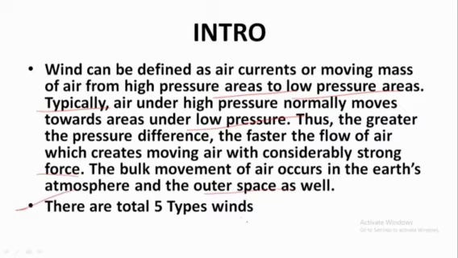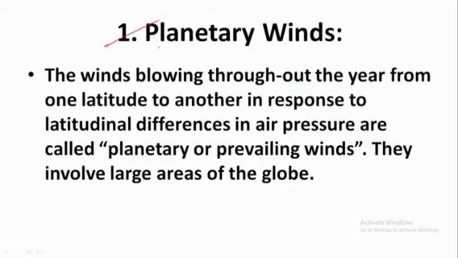There are a total of 5 types of winds. We have number 1, the planetary winds. The winds blowing throughout the year from one latitude to another in response to latitudinal difference in air pressure are called planetary or prevailing winds. They involve large areas of the globe.